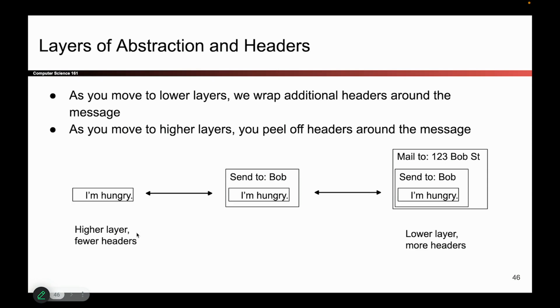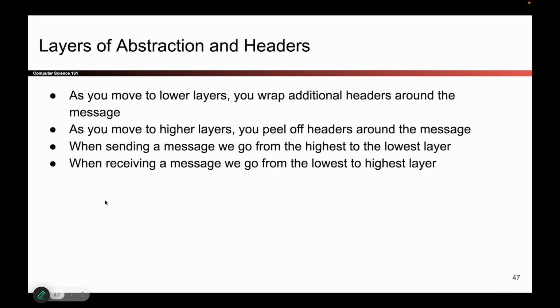So what we noticed is that when the sender is sending the message, additional headers get wrapped around, and then when the recipient receives the message, they unwrap the headers one by one as the message goes up to higher layers, and eventually the original message with no headers is recovered. So when we sent the message, we went from higher layers down, and when we received the message, we went from the lower layers upwards. That's another thing that we saw.